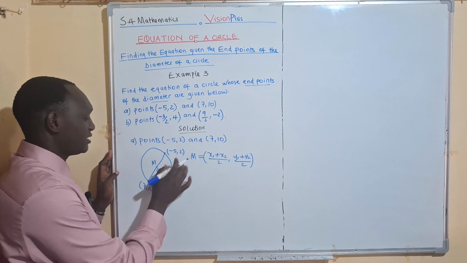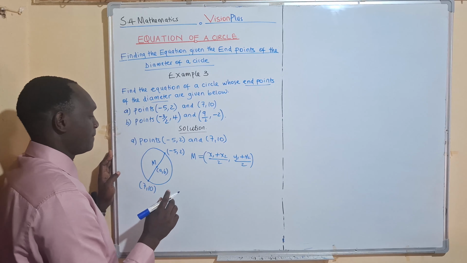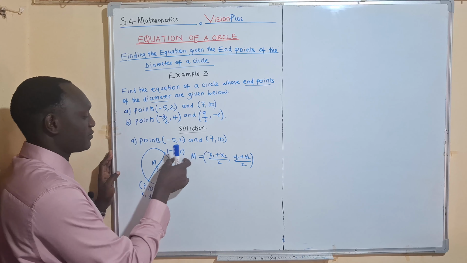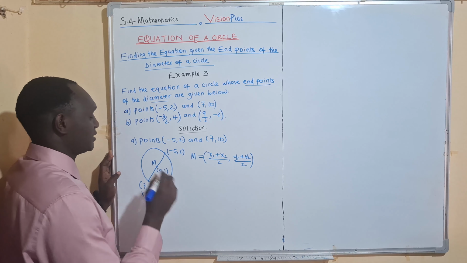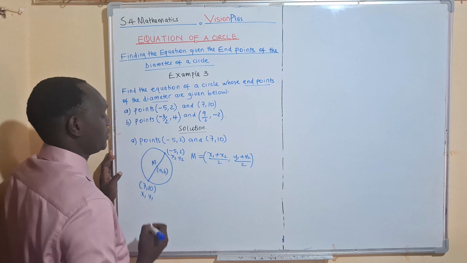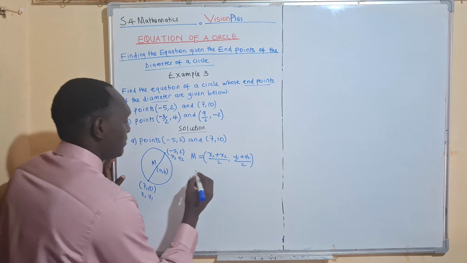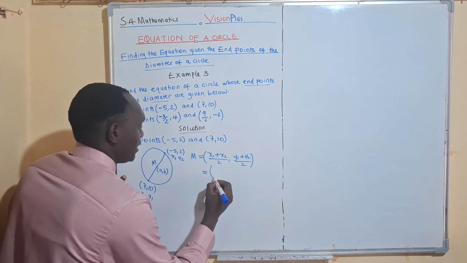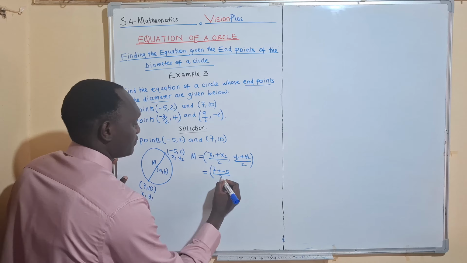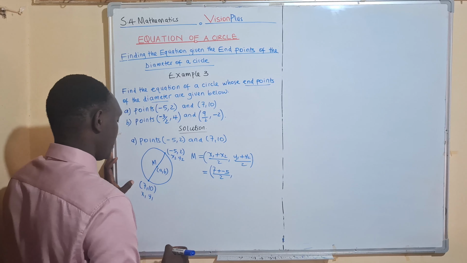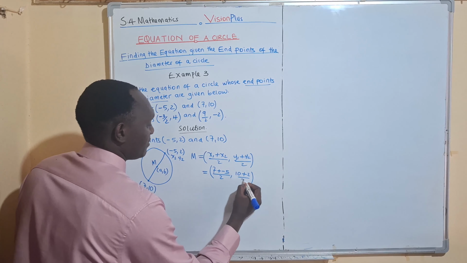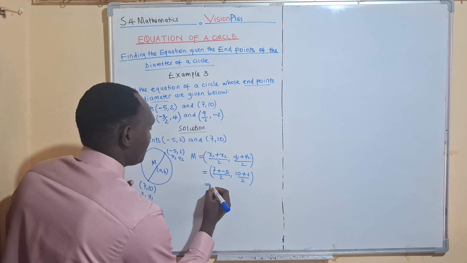Then you come and name these points the way you want. I've been calling this x1, y1, but you can even call this x1, y1. It's all the same. We shall get the same answers. The x2, y2. And then we come and substitute. x1 is 7 plus -5 out of 2, comma, y1 is 10 plus y2, which is 2, but divide by 2. Don't forget to divide by 2.